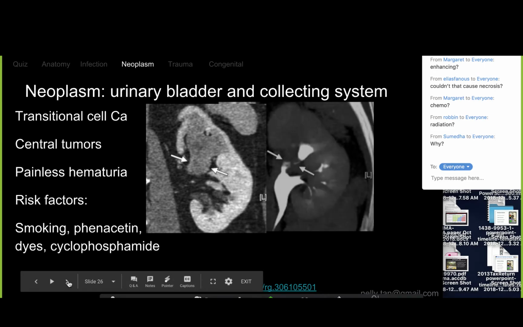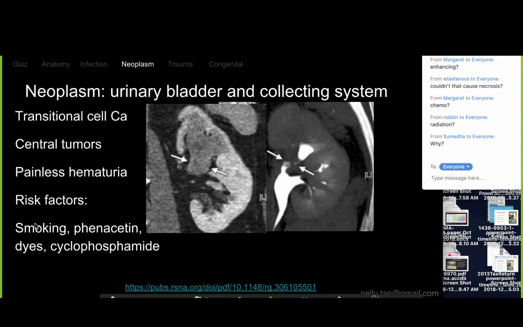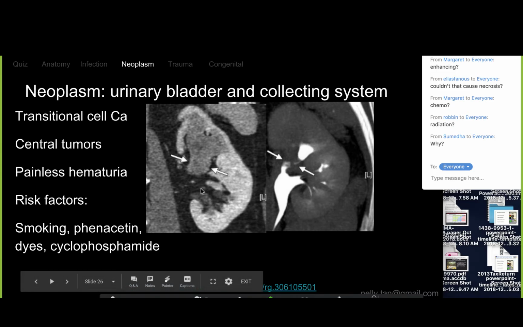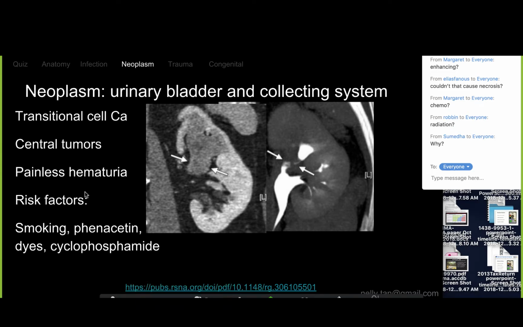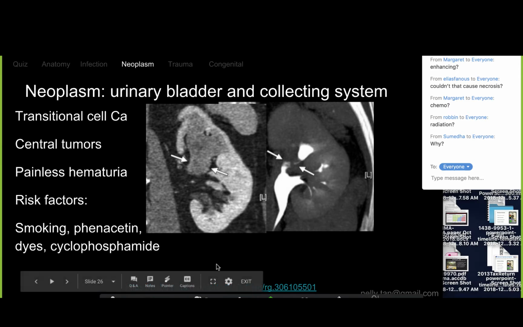Patients have painless hematuria. Smoking is probably the most important risk factor, and it's a field effect, meaning that patients who have it have to be on serial surveillance because they can get not recurrence, but satellite lesions elsewhere, because presumably it's a field effect. The carcinogens expose all the urothelium, not just that area, for example.